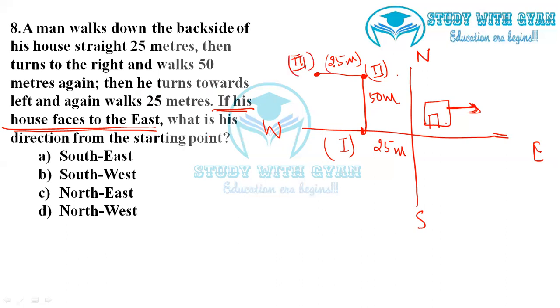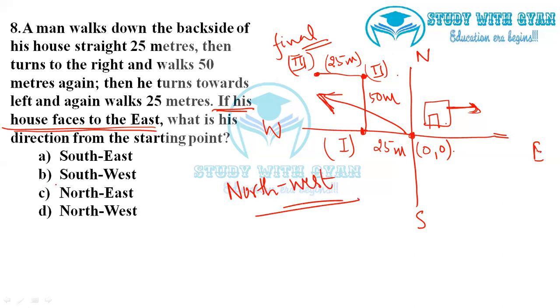So what is his direction from the starting point? The third position is the final position for that man. This is the origin, or you can say here is his house. So what will be this direction? Basically like this. You can simply say north-west will be the direction for this question. That means option D will be correct.